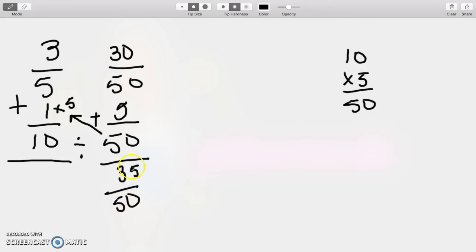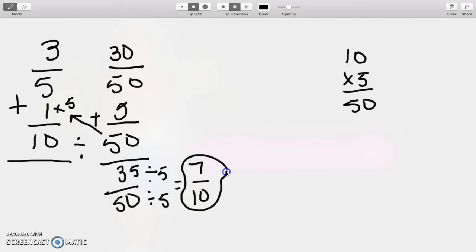Now notice here, this fraction's numerator and denominator definitely do have factors in common, and the factor that is in common here is 5, okay? So we're going to reduce this fraction and divide 35 by 5. We get 7, and 50 by 5, and we're going to get 10. So now we have our final answer here, 7/10. Okay, so that's the first strategy that we can use.